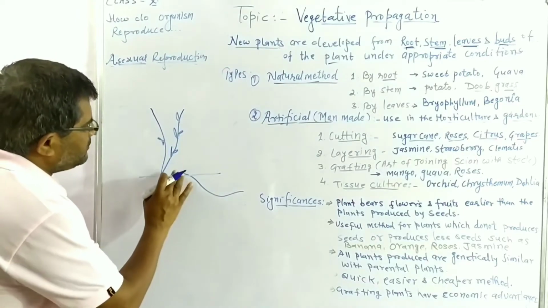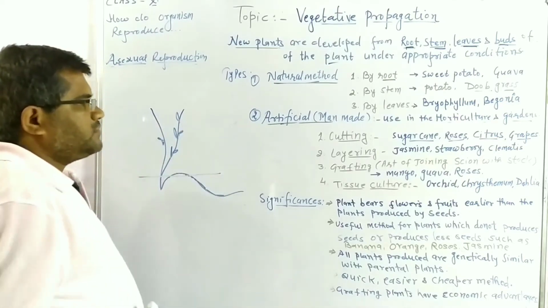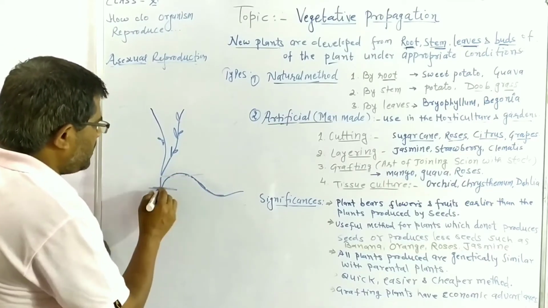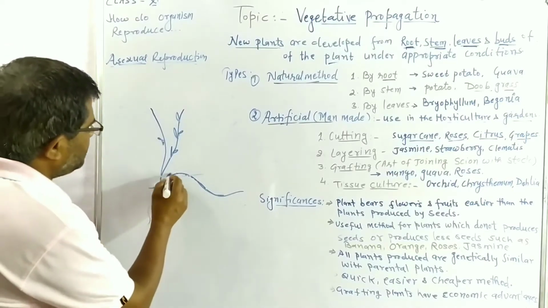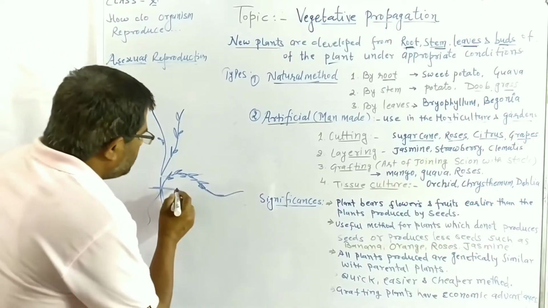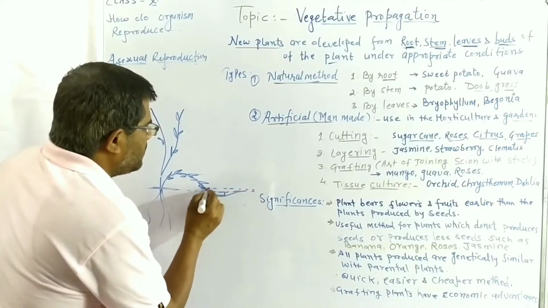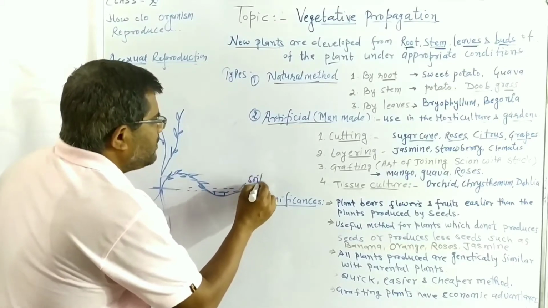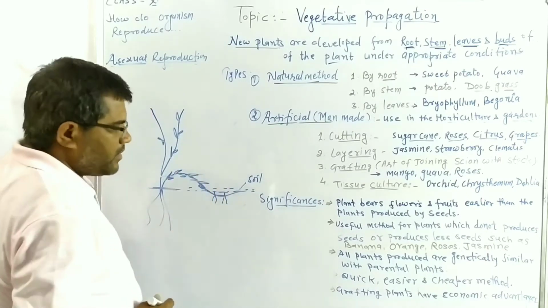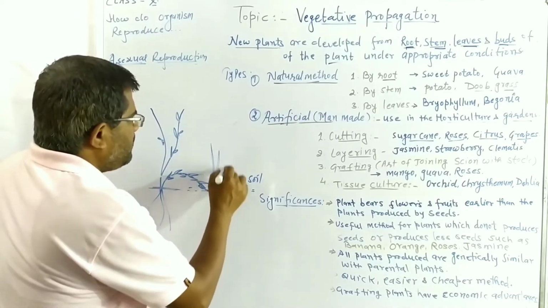In such type of plant, this is the branch which goes down. The branch is attached with the main plant, because this is the root part. So this branch is attached with the main parent part, but it is bending down. The part which is bent down is covered with the moisture soil. Once it is covered, initiation of root takes place, and from the node region of the stem, new plants are developed.